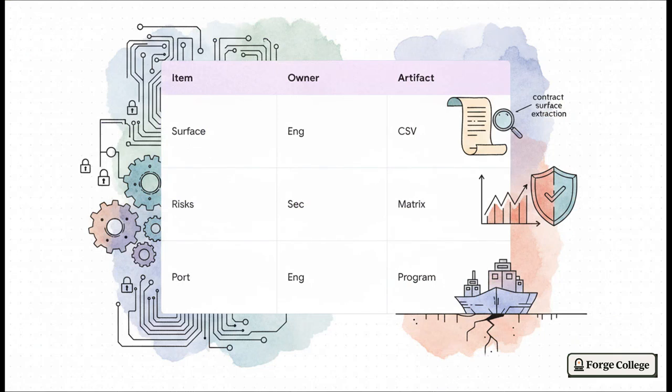To keep everybody on the same page, you want a tight planning matrix. Engineering takes the lead on extracting the contract surface into a simple CSV file. Your security team owns the risk classification, which gives you a well-documented risk matrix. And then engineering steps back in to own the prototype port, delivering a bare-bones, minimal Anchor program.